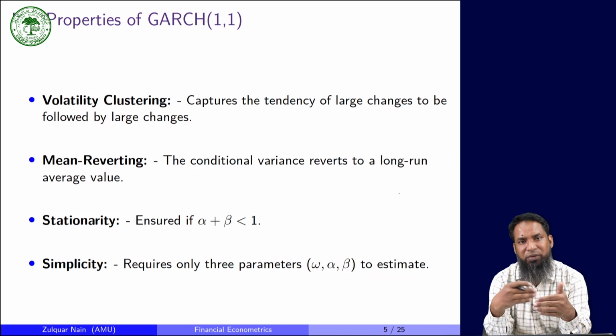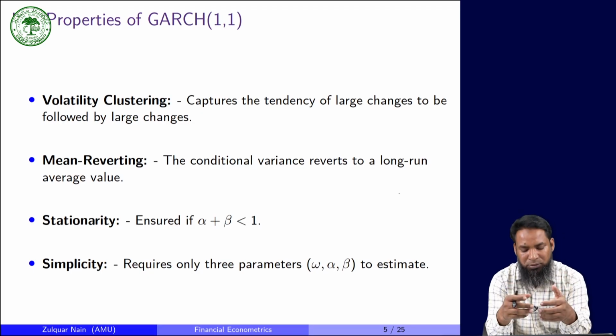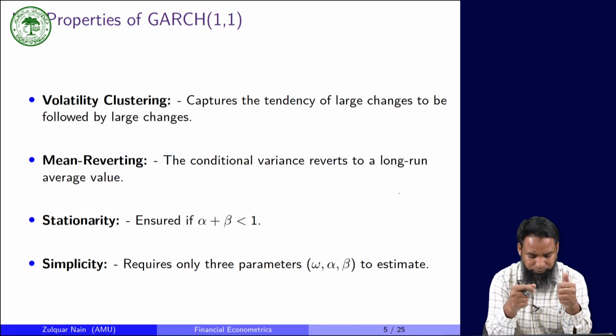That means if there are higher fluctuations in the previous period, they will be followed by higher fluctuations in the current period also. If there is a smaller fluctuation in the previous period, the current period will also have a smaller fluctuation. That's what we mean by volatility clustering, and that phenomenon can be captured through the GARCH model. Through the term epsilon t minus 1, the past squared error term, we are able to capture it, and also through the past variance.